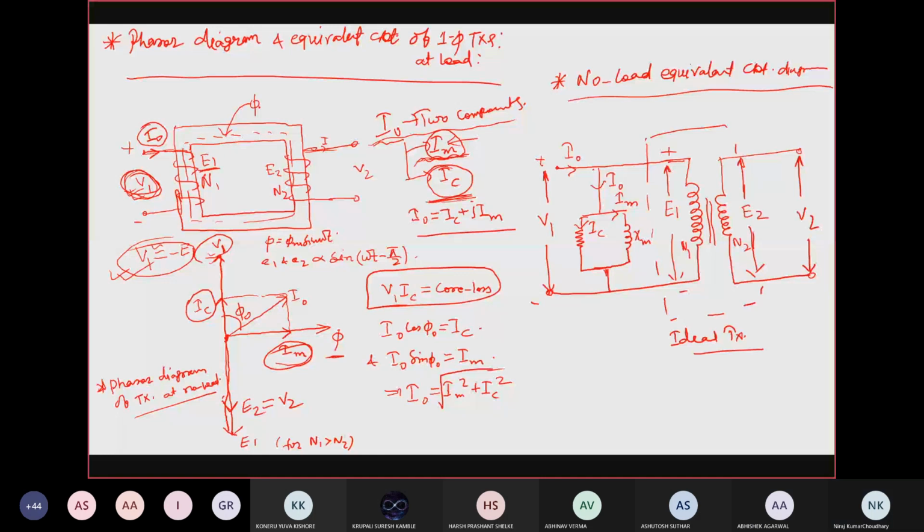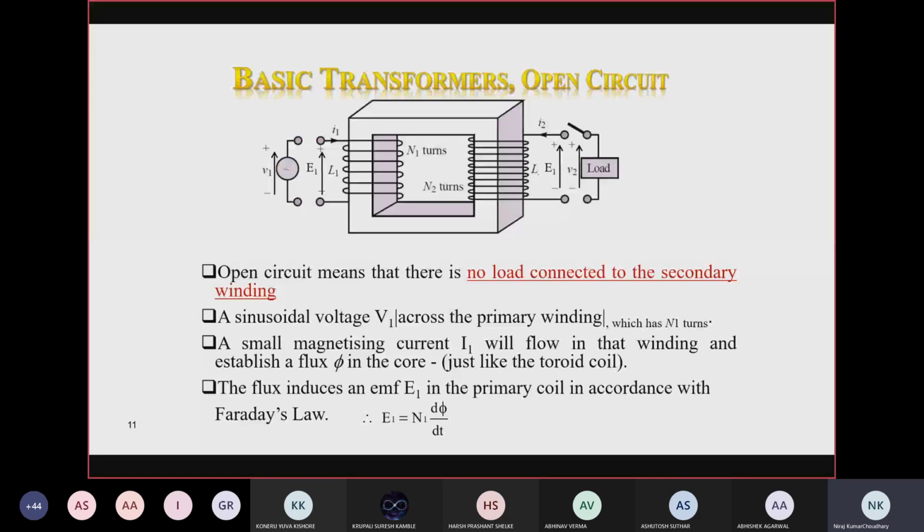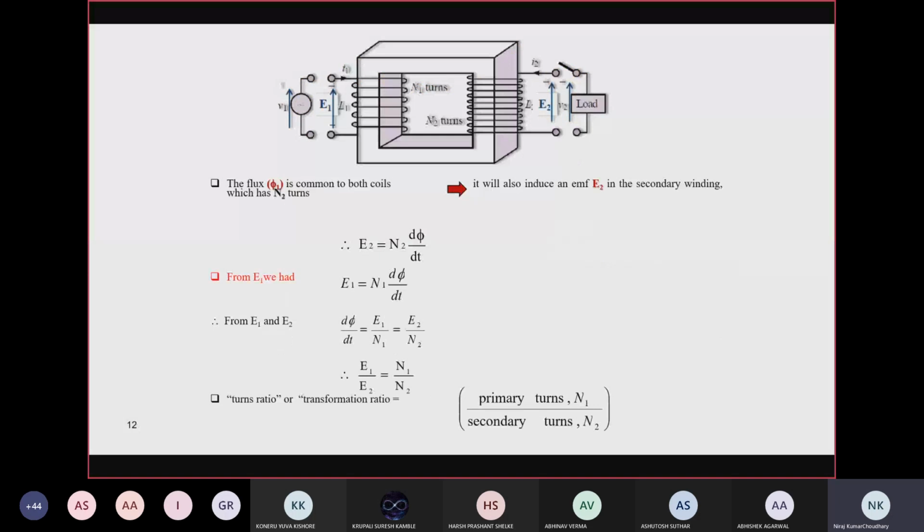ठीक है. So this is about the transformer operating at no load condition. So now we will discuss the same thing which is mentioned in the slides, that operation of the transformer at no load condition. We have already derived these conditions in the previous class. The same thing in terms of the two terminal voltage, right? So now we will consider the second case.